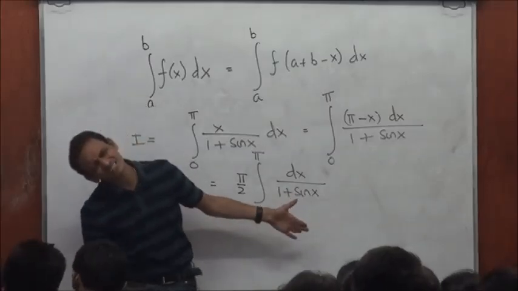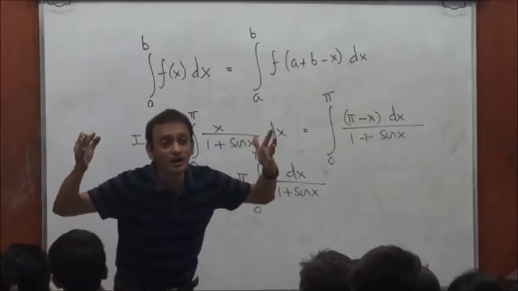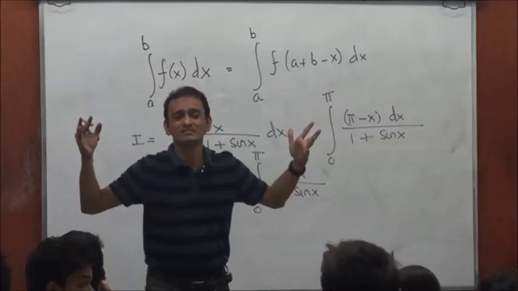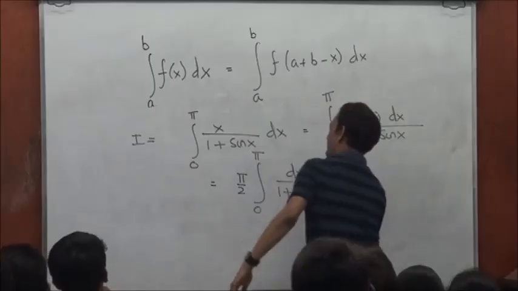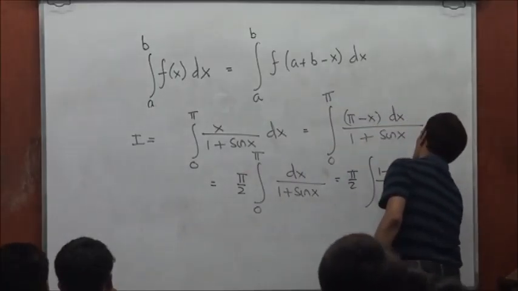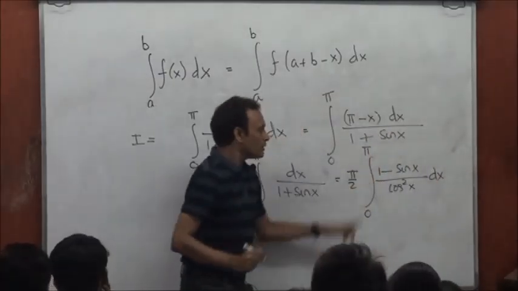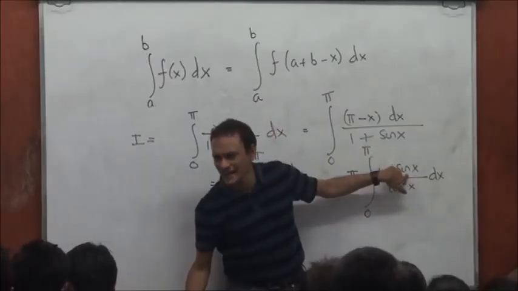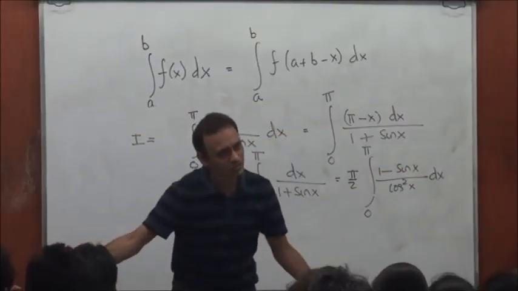Easy to integrate. How do you integrate this? So this is pi by 2, 1 minus sin x by cos squared x. Multiply by 1 minus sin x both numerator and denominator. So sec squared x minus sec x tan x. Yes or no? Integral of sec squared x would be tan x. Sec x tan x would be sec x. That's what you do.